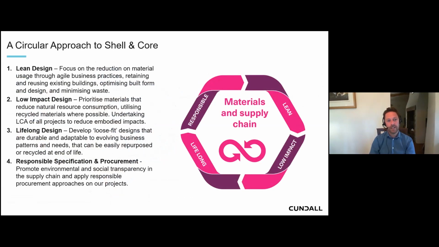So you've got lean design, where you look at how you can reduce the amount of material you utilize. Low impact design, where you then try and prioritize materials that reduce resource consumption and have low embodied impact. Lifelong design, so looking at loose designs that can adapt and evolve, so make sure that we're trying to demolish fewer buildings and extend the use of those buildings. And then ultimately looking at responsible specification and procurement to make sure those decisions are carried through to the built form and that we maintain social and environmental transparency through that process.